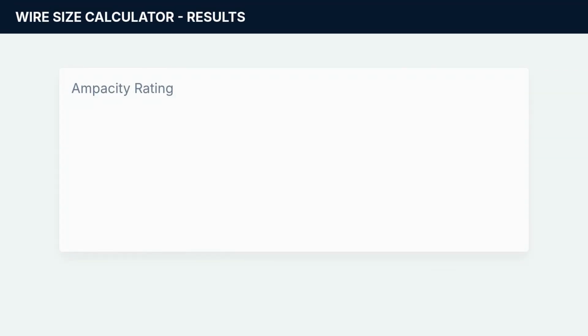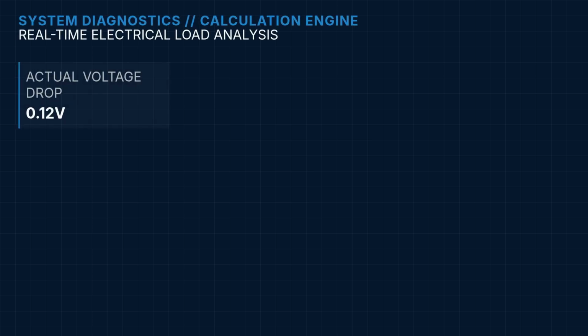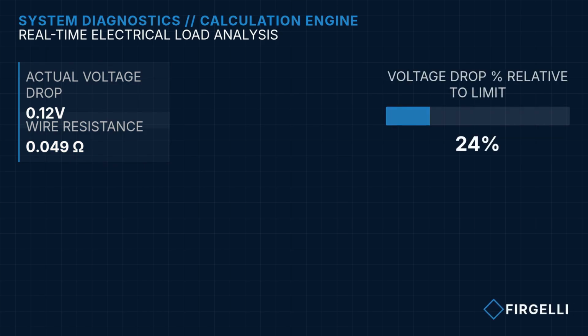The wire size shows exceeds 40 AWG. Consult parallel conductors or busbar. The ampacity rating is 380 amperes. The actual voltage drop is 0.12 volts, representing 1.02%. Wire resistance measures 0.049 ohms per 1,000 feet.